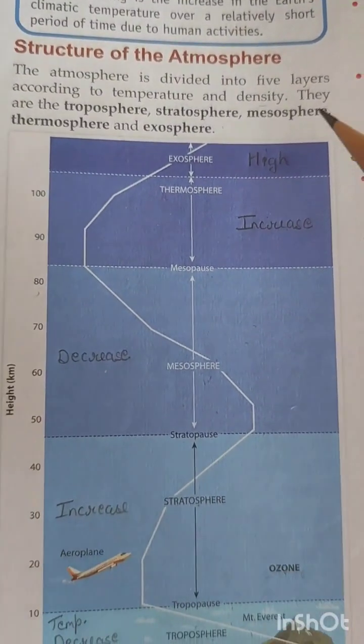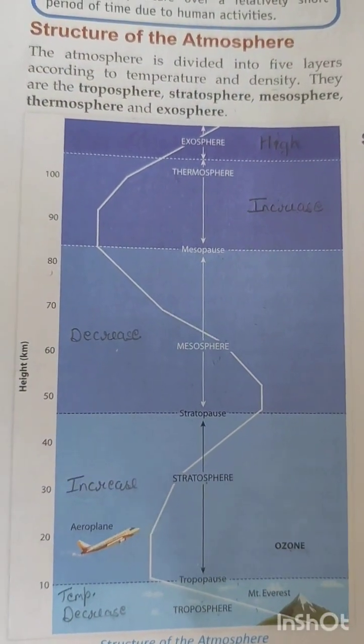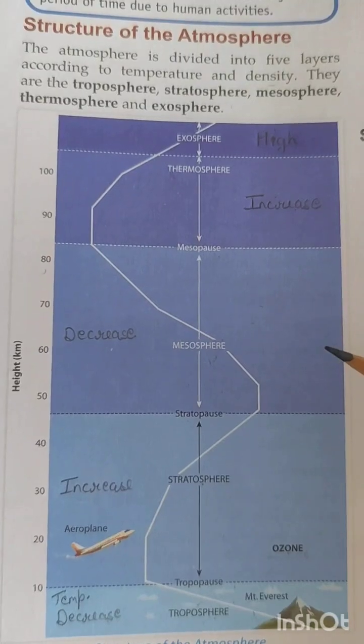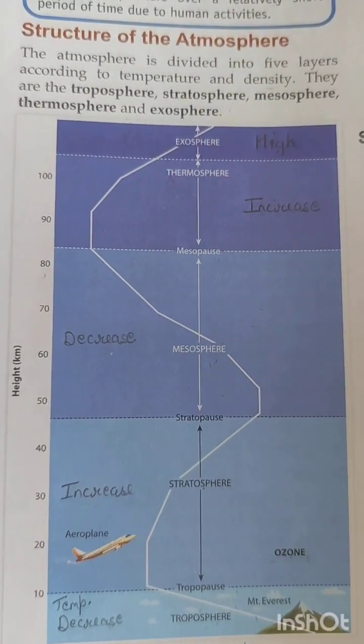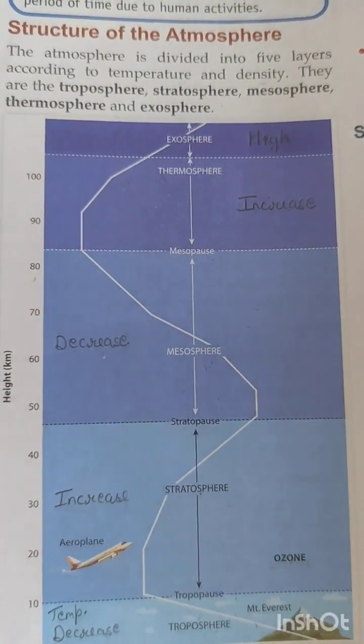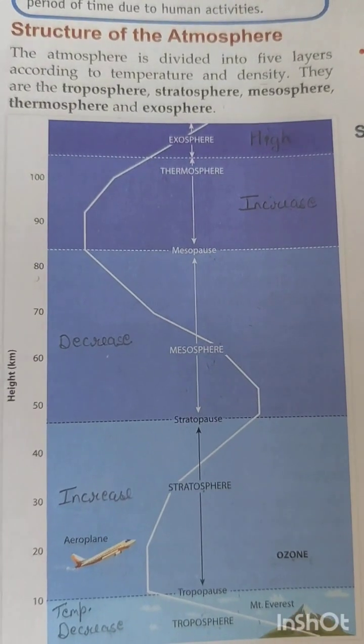So children, this is called the structure of atmosphere, consisting of 5 different layers located at different heights and having different temperatures according to the increasing heights.